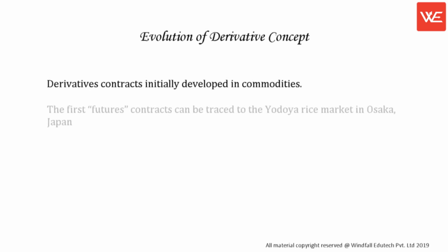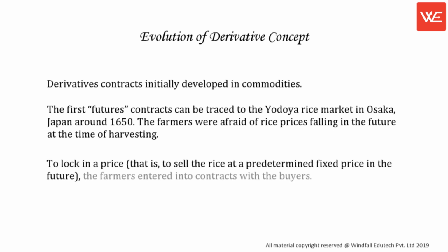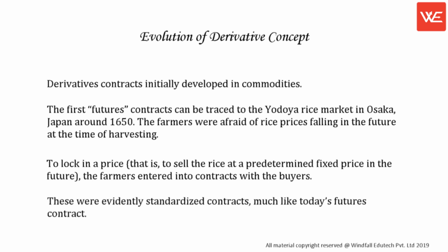The first futures contracts can be traced to the Yodoya rice market in Osaka, Japan around 1650. The farmers were afraid of rice prices falling in the future at the time of harvesting. To lock in a price, that is, to sell the rice at a predetermined fixed price in the future, the farmers entered into contracts with the buyers. These were evidently standardized contracts, much like today's futures contracts.